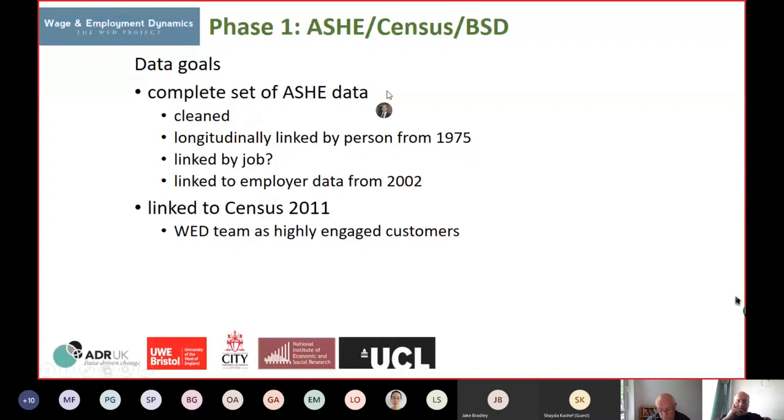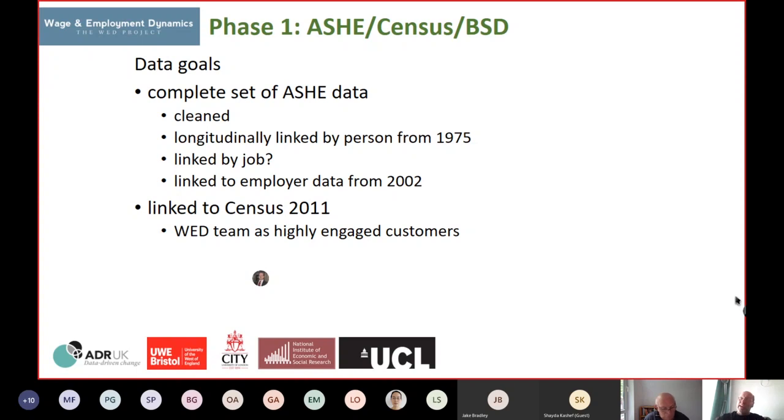That's just on the ONS, ASH and BSD datasets, the business structure dataset. But the second part of this phase one is going to be linking to the census 2011 data. Now that is slightly different because as the researchers, we don't get access to the details of the linking process. We never see identified data, for example. We only see the results of the process in a dataset suitable for research use. But how we can contribute to this is by being very highly engaged customers.